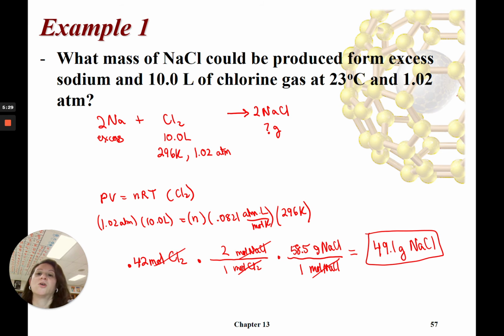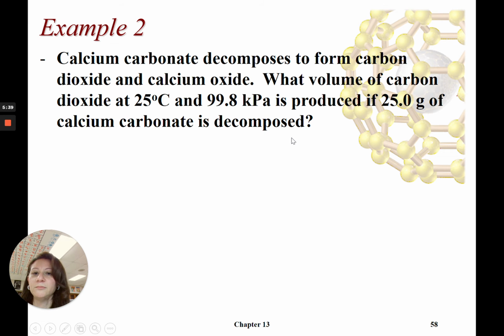So in this case, we use PV equals nRT to find moles of the gas, and then we use stoich to find the moles of something else, and then the grams. Let's look at the next problem. Next problem says calcium carbonate, which is basically chalk, decomposes to form carbon dioxide and calcium oxide. What volume of carbon dioxide at 25 Celsius and 99.8 kPa is produced if 25.0 grams of calcium carbonate is decomposed? So long problem, lots of information.